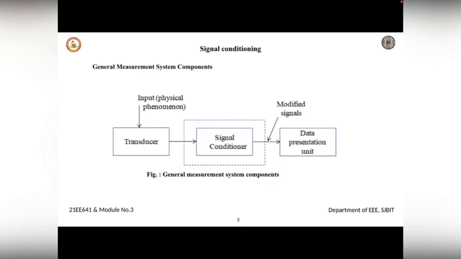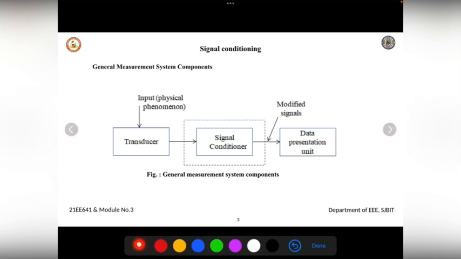Hello everyone. So let us see the general measurement system component with respect to signal conditioning for sensors and transducers. So here is a block diagram of a general measurement system, which consists of a transducer, a signal conditioner, and finally the data presentation. The signal conditioner is an important part, and we will discuss in detail how the conditioning happens.